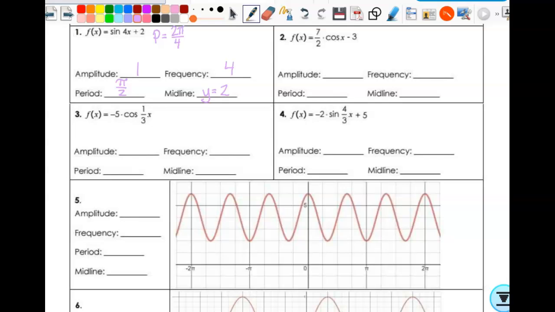What is my amplitude here? Seven halves. Is that a stretch or a compression? Stretch, yes. What's my frequency? 1. Good, because there's no B, so it's got to be 1. Which means the period is what? 2 pi, yeah, because the period is always 2 pi divided by whatever your frequency is, so it's just 2 pi. And then my midline would be y equals -3. Good. Questions? All right, you do number 3.